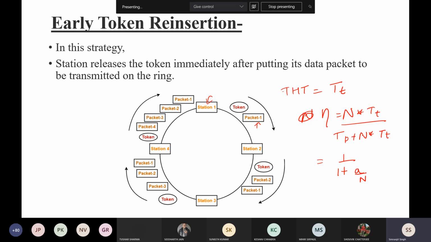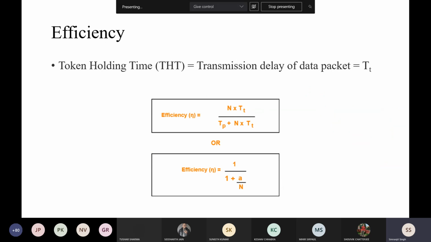Okay, so if you solve it, A you already know is TP by TT here. You can solve it, or if you want to leave it here, that is also fine. There is no problem. Now see the efficiency. The THT here is TT, so they have equated it to 1 over 1 plus a. You can simplify it. If you do not want to simplify it, this is also correct. There is no problem with that.